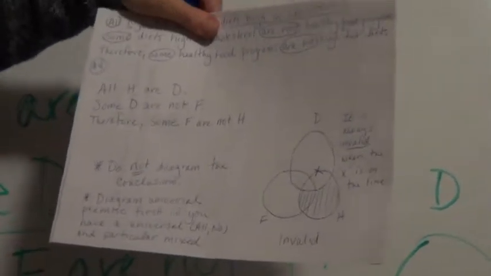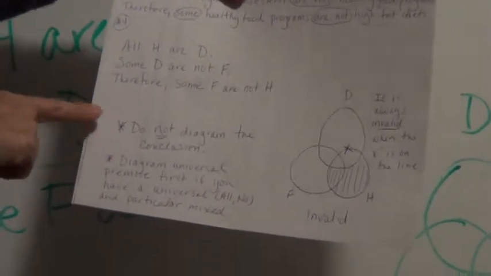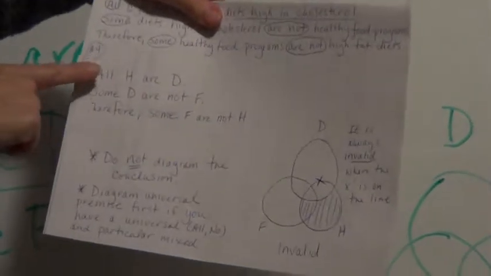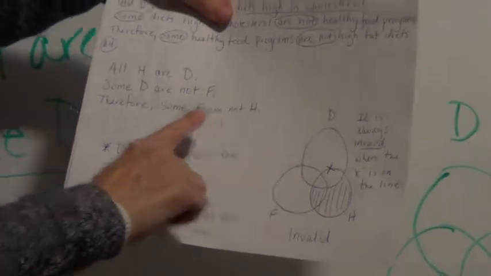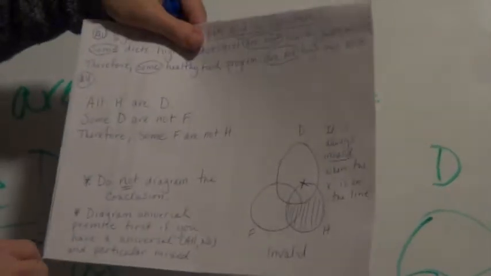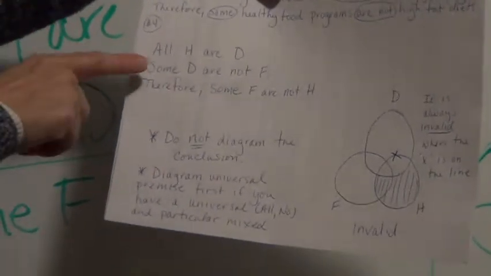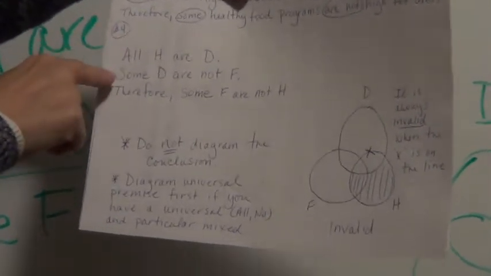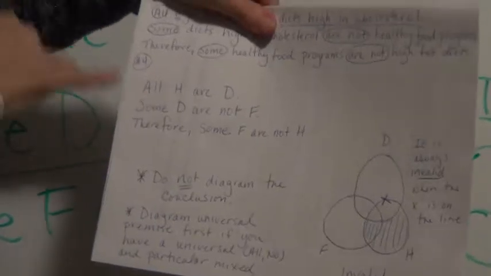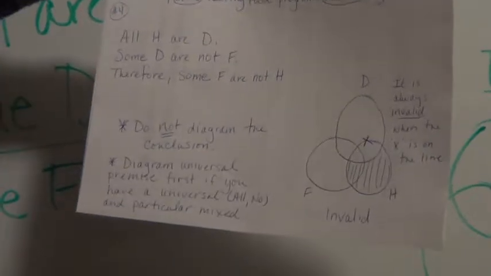Now when we get to testing this for validity, just a couple of notes that Hurley has in the book, but I figured I'd point them out here. You do not diagram the conclusion. We never diagram that. We're only diagramming the premises, and then we look to see if, by diagramming the premises, the conclusion is also on the diagram. Always, if you have a mix of a universal, A or E, and a particular, I or O, or again, all and some, whenever you have a mix of those in your premises, you always diagram the universal premise first, okay?